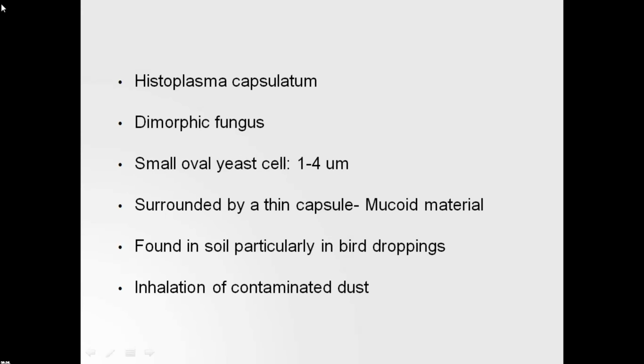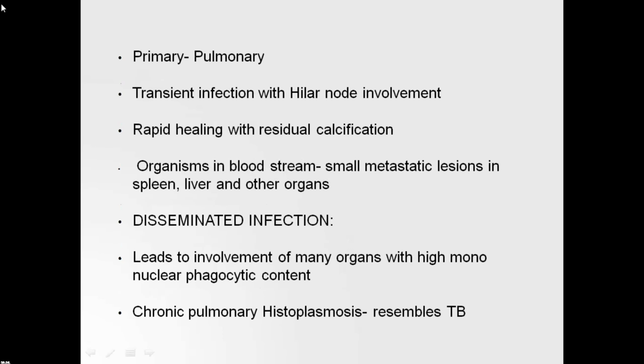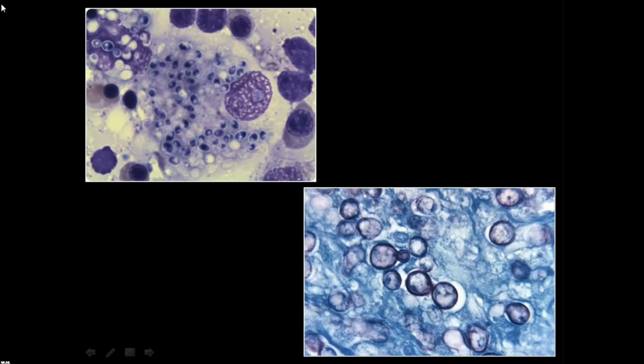Histoplasma capsulatum is a dimorphic fungus infection with small oval yeast-like cells of 1 to 4 microns. Primary infection usually occurs in the lung, a transient infection with hilar lymph node involvement and rapid healing with residual calcification. Organisms can travel in the bloodstream to other sites like the spleen, liver, and other organs. This is dissemination, leading to involvement of many other organs with mononuclear phagocytes. So this is a fungus formation in Histoplasma capsulatum.